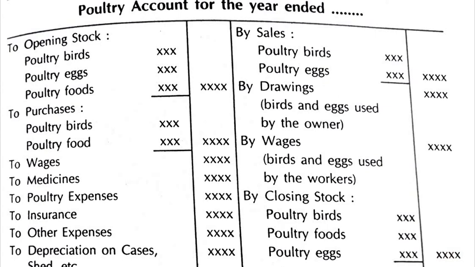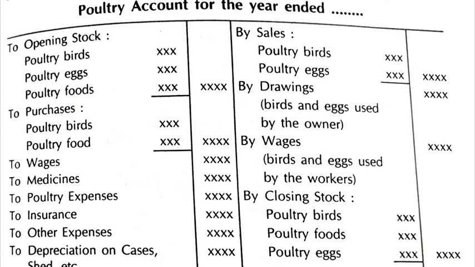Today we are dealing with poultry activity, and how a poultry account is prepared. Poultry activity is nothing but wherein the farm is used for poultry birds like chicken, then turkey. These birds are used for producing eggs or meat. In that case, the profit or loss from such birds is calculated with the help of the poultry account.